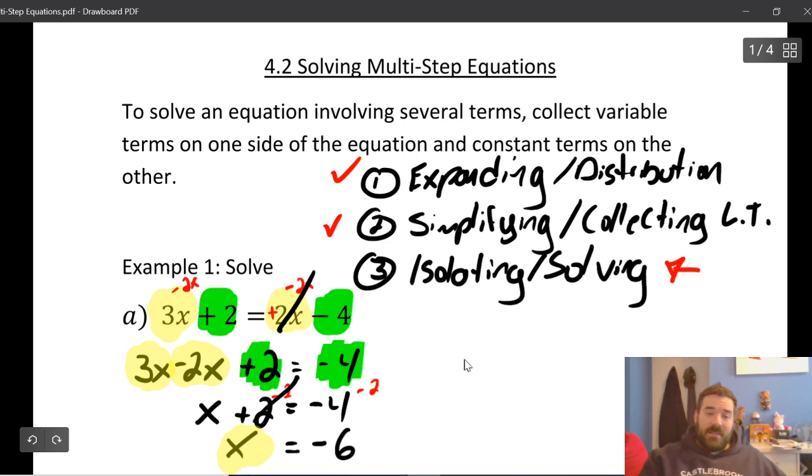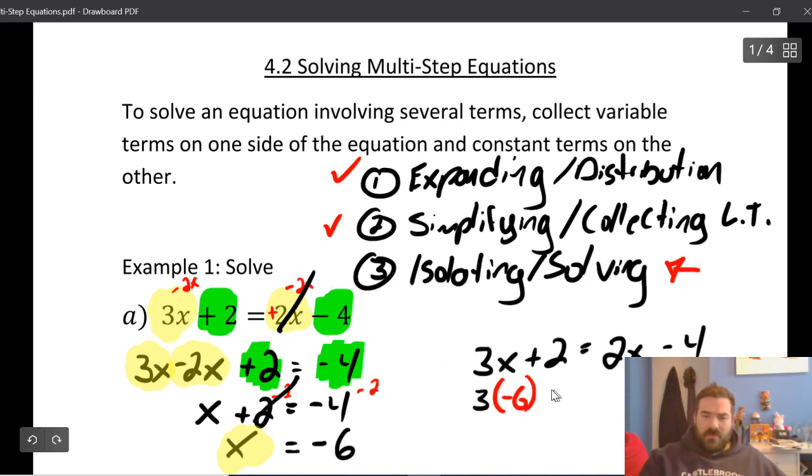Now, let's check to see if that's the right answer. My original expression was 3x plus 2 is equal to 2x minus 4. Let's substitute in that negative 6. So 3 times negative 6 plus 2 is equal to 2 times negative 6 minus 4.